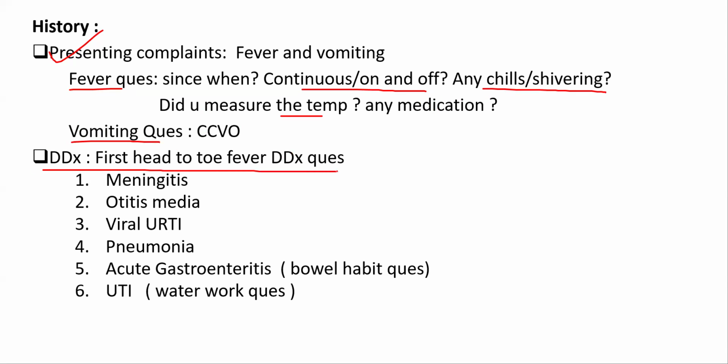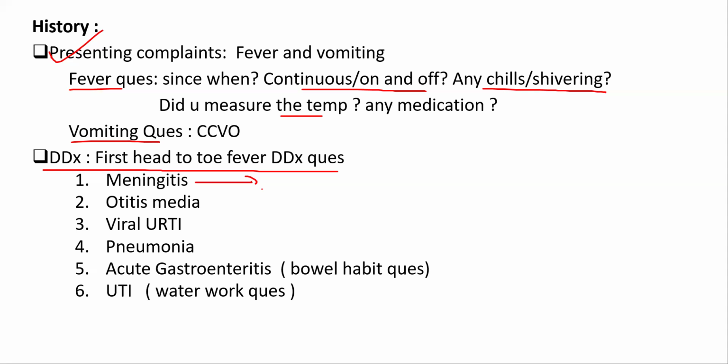Now that we know that the patient has got fever with vomiting, we are going to first focus on the infection causes. So head to toe, infection causes, we are going to search for that. We will start from head to toe and try to find out from where the patient has got the infection. So you can have meningitis, so ask questions accordingly.